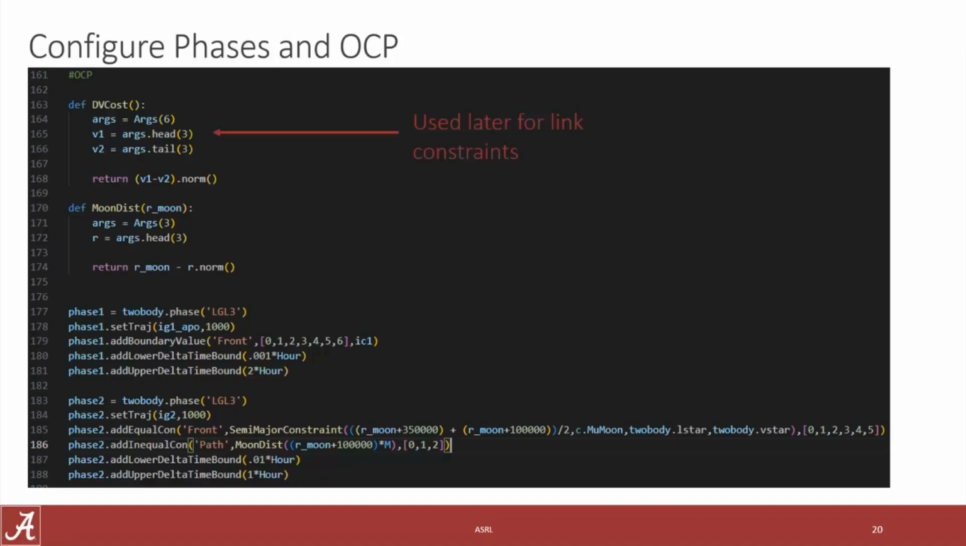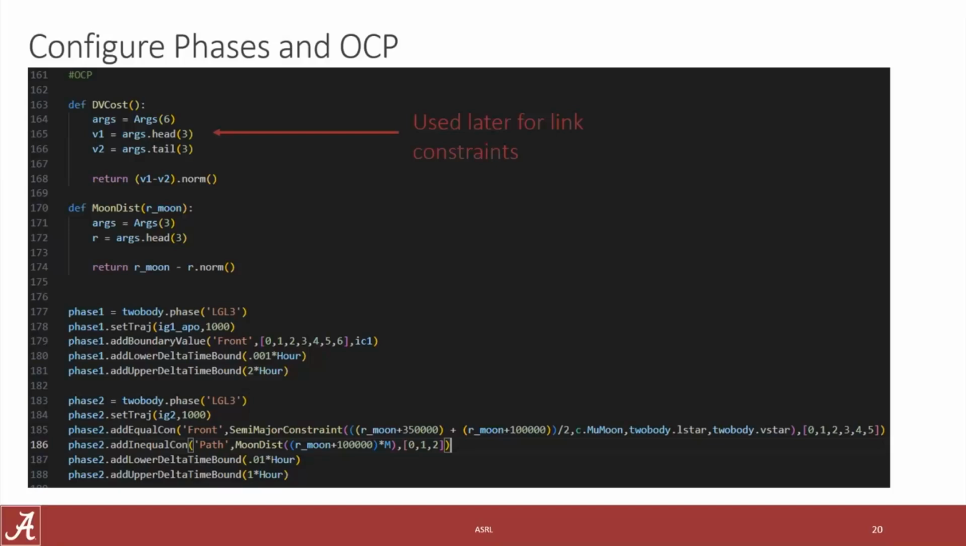So we're essentially saying we want an apoapsis of 350 kilometers and a periapsis of 100 kilometers. That's just a mathematical formulation of the resulting semi-major axis for that type of orbit that we're targeting. So we add that as an equality constraint.